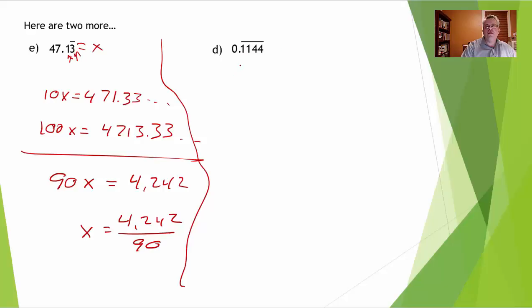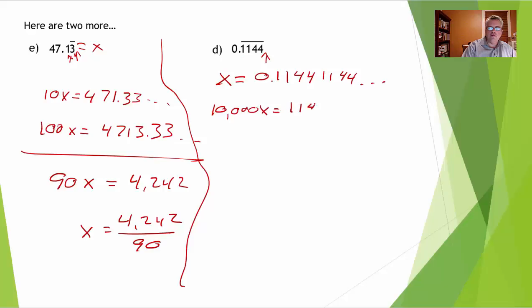Okay, this one is 4. The pattern's 4 long. It goes 1144, 1144 forever. So, since the pattern starts right away after the decimal, we can use the original number. So 0.1144, then be 1144, etc. And then we want to move it all the way to the end of the first pattern. It starts repeating there. So if we want to move it 4 spaces, we got to multiply by 10 to the 4th, which would be 10,000. So that'll move it all the way over to there, and then we have the same repeating decimal.